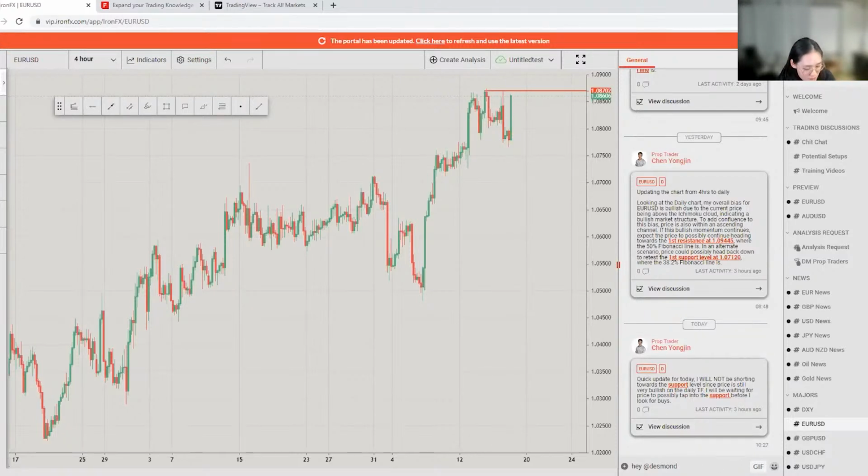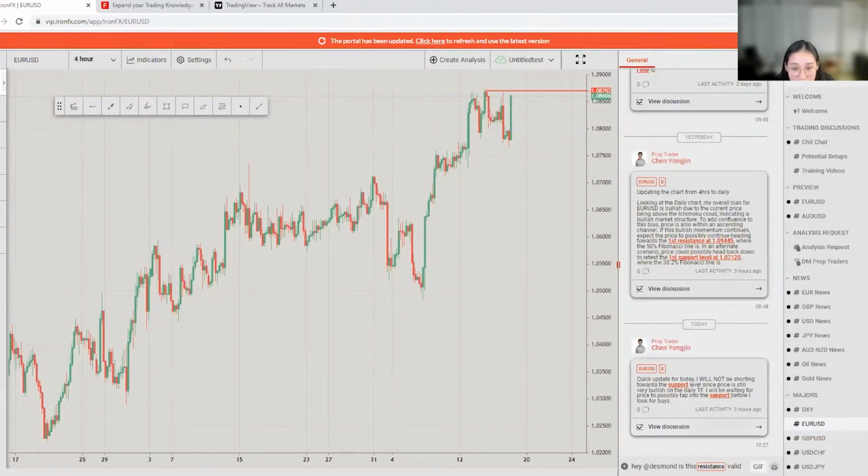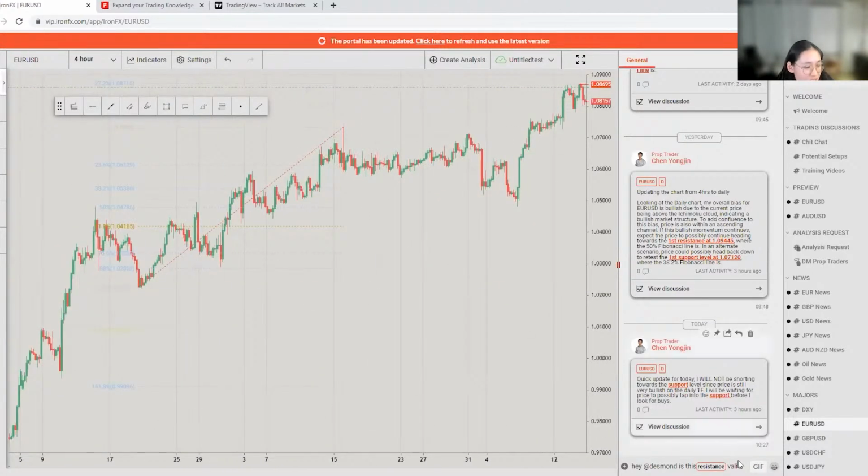Hey Desmond, is this resistance valid? And then you can highlight the resistance, link object to text, and then click on this. And then you can just send it in. We try to reply as soon as possible. I think within 24 hours, you should get an answer. It works for Fibonacci as well. If you want to check your retracement, like, is this valid? You can go ahead and tag that as well.